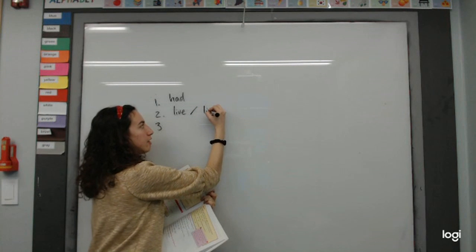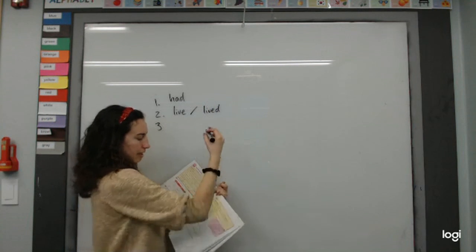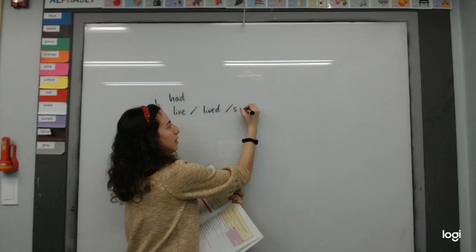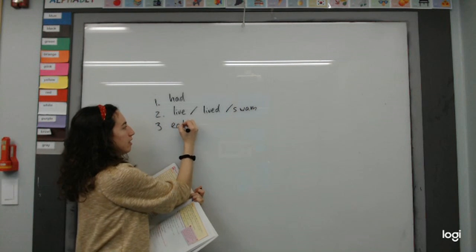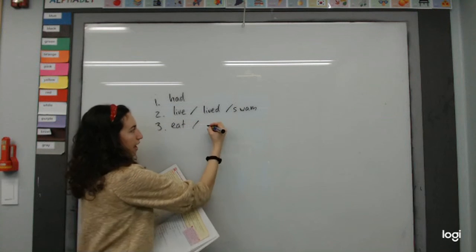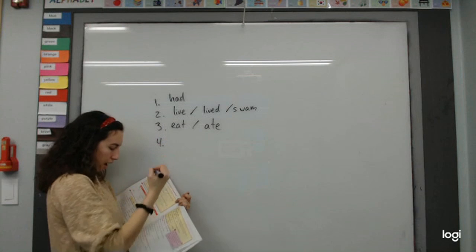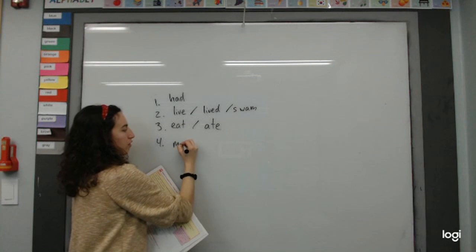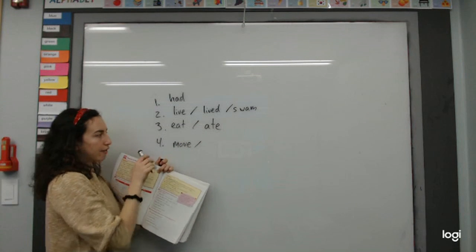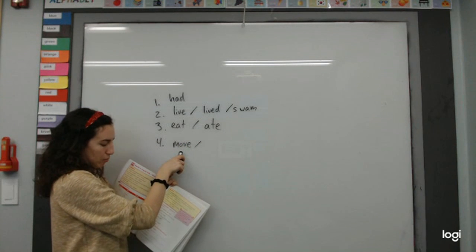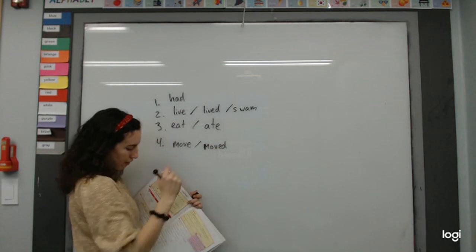It lived. We don't have did, so we need lived past tense. And it swam, also past tense. What did it eat? It ate fish. And last, how did it move? Again, we have did. How did, so after did, not past tense, move. It moved, past tense, very fast.